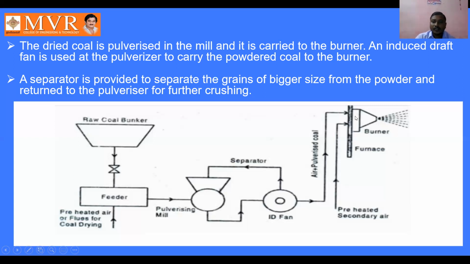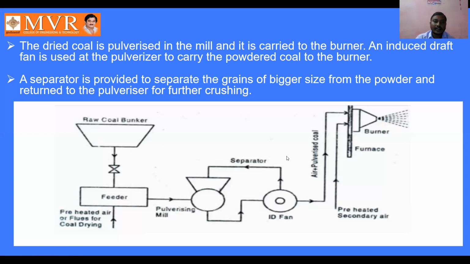And to the burner, we are going to preheat the secondary air. We are also sending the secondary air for getting more heat for the burner. Here the furnace is there. In the furnace, the combustion process takes place, and then we get the heat generated in this way by using this burner.